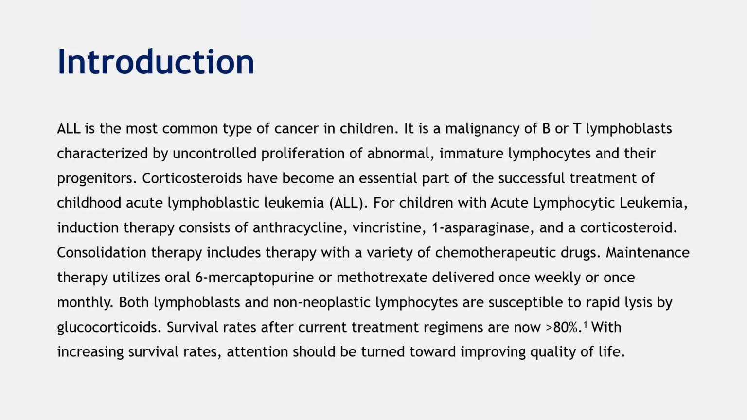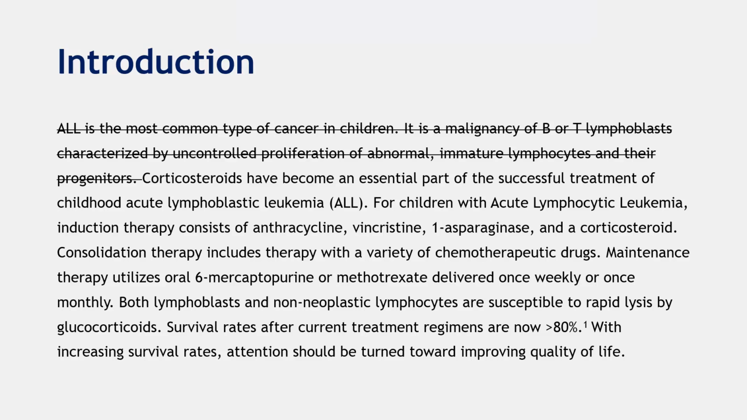So the first line: ALL is the most common type of cancer in children. Do you think we need to have this here? As we already discussed, we are going to talk about the role of steroids in ALL. So the readers, we are expecting them to know what ALL means. So we don't need this information. Then the next line describes it as a malignancy of B or T lymphoblasts characterized by uncontrolled proliferation of abnormal immature lymphocytes and their progenitors. Again, a person who is going to read about ALL is going to know what it means. So again, this information is not required.